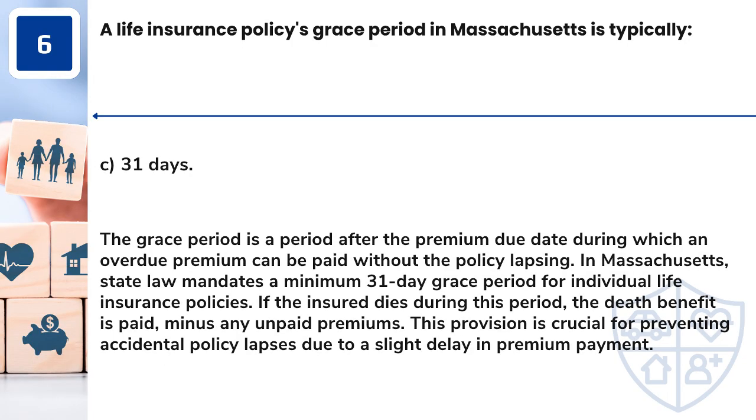Answer: C. 31 days. The grace period is a period after the premium due date during which an overdue premium can be paid without the policy lapsing. In Massachusetts, state law mandates a minimum 31-day grace period for individual life insurance policies. If the insured dies during this period, the death benefit is paid, minus any unpaid premiums. This provision is crucial for preventing accidental policy lapses due to a slight delay in premium payment.